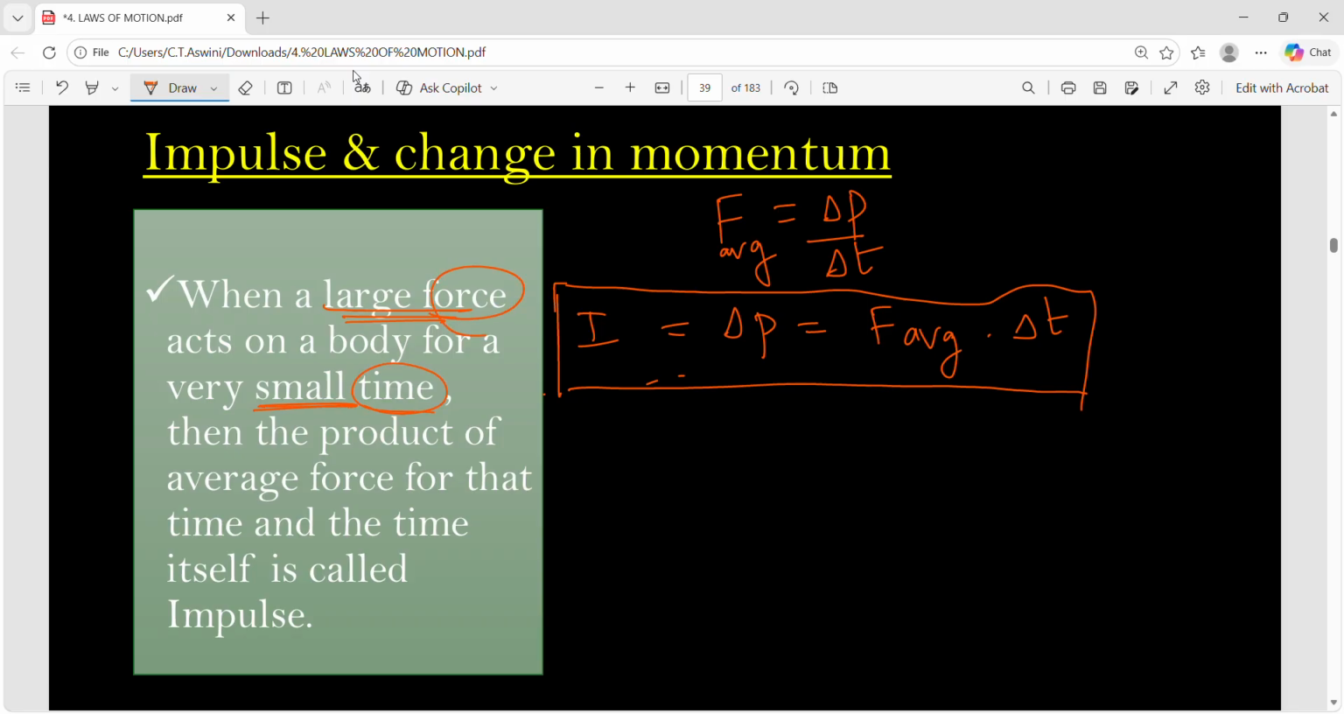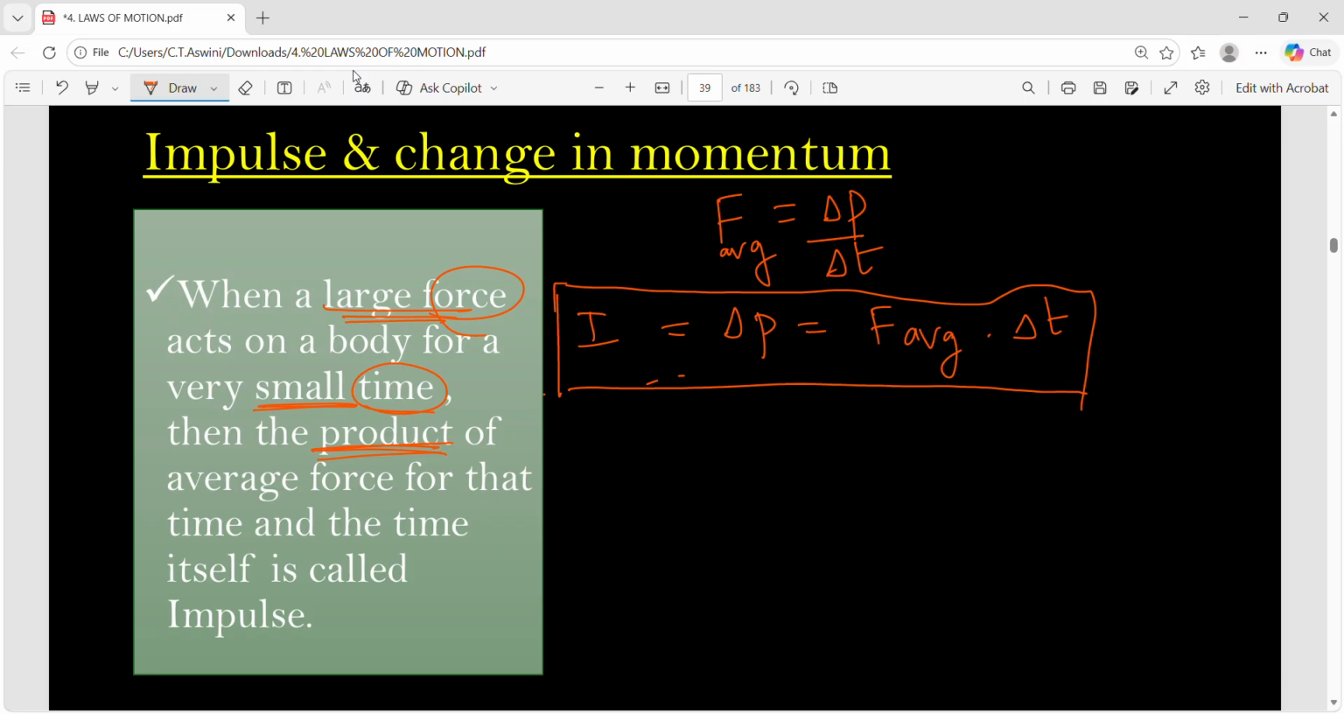So when a large force acts on a body for a very small time, then the product of that force and the time is called your impulse. So it's simply the product of force and time. Where do we observe this impulse? You can take a person playing football, and the fielder catching the ball. The ball is coming with a greater force and he's catching it in a fraction of a second. So the force that was acting and the time of the catch, that force into time is actually impulse. A large force acting but for a very short interval of time.